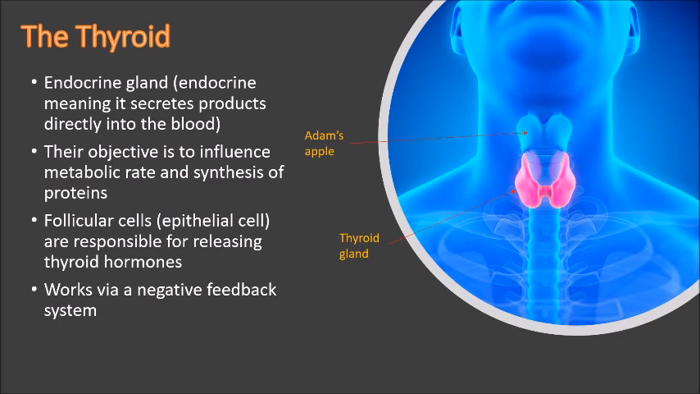In the anatomical picture here, you can see that the thyroid sits directly below the Adam's apple and sits on top of the trachea, which is of course the main breathing tube in humans.